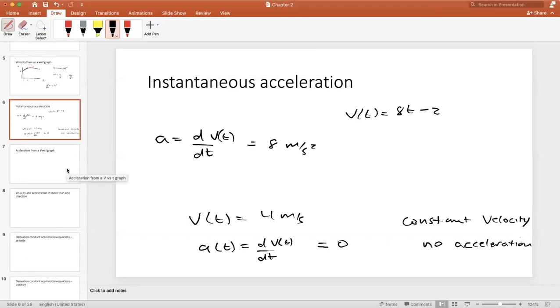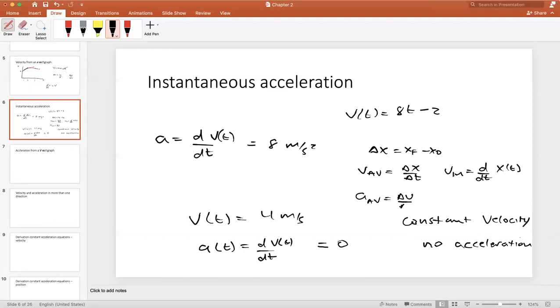We now have that the position is change of x, which was x final minus x initial. The average velocity is the change of position over the change of time. The instant velocity is the time rate of change or derivative of some position function. The average acceleration is the change of v over the change of t, and a instant is d/dt of v of t.